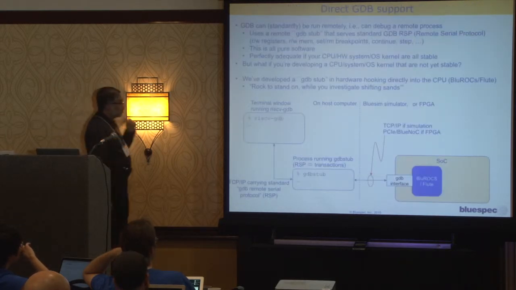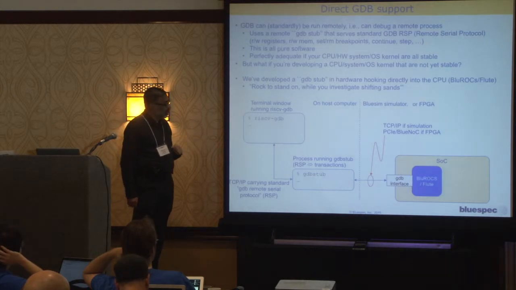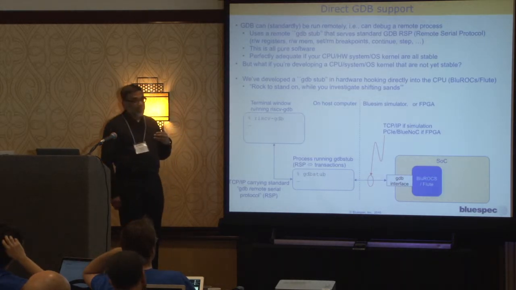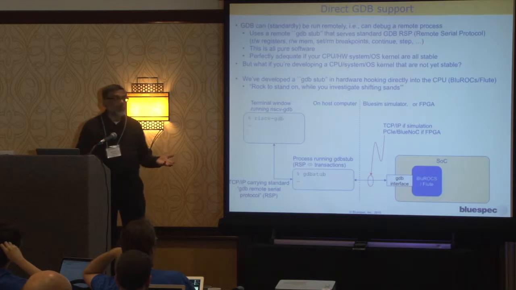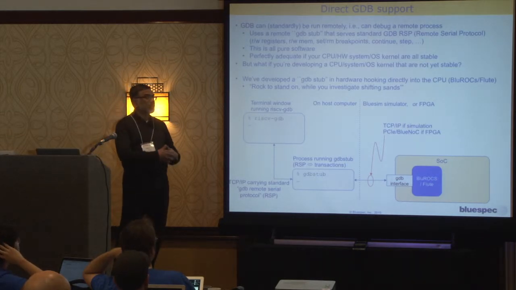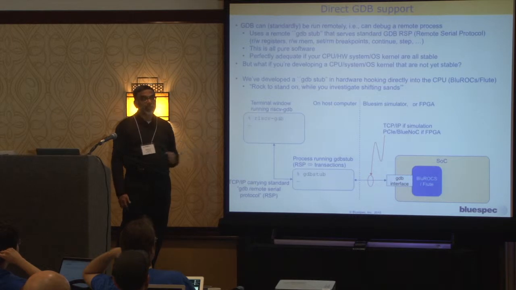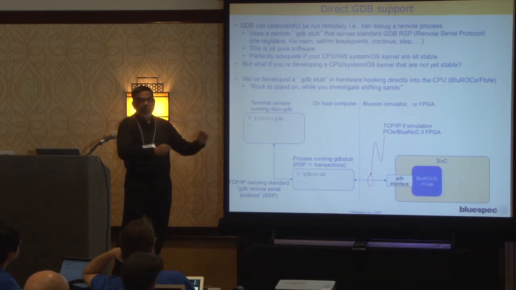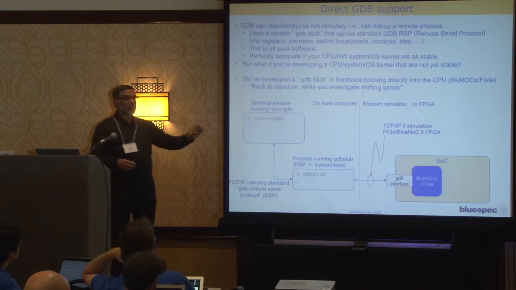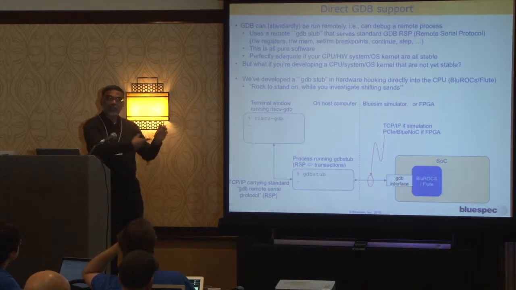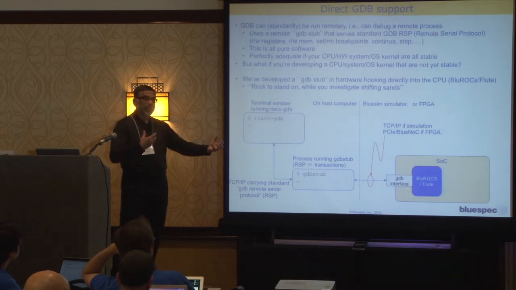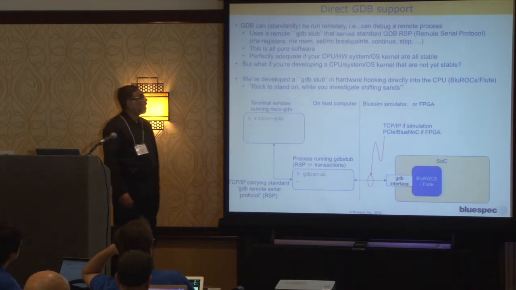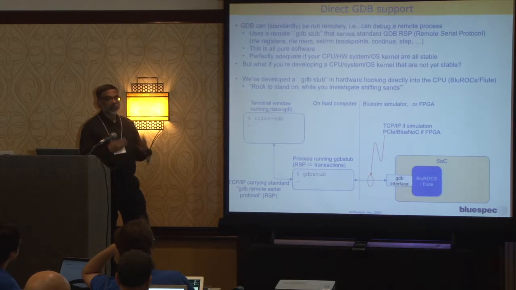The direct GDB support is the following. GDB, as I'm sure most of you know, can already be run as a remote debugger for a remote process somewhere. The way that works is you have GDB running locally. It runs across some connection, perhaps TCP, to your remote process. There's something called a GDB stub that sits next to the process you're debugging, and there's something called the GDB remote serial protocol by which these 2 things communicate. All this is a standard part of GDB. And typically, all of this is done just in software.